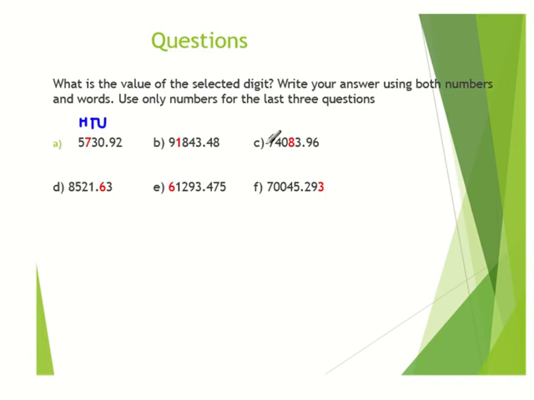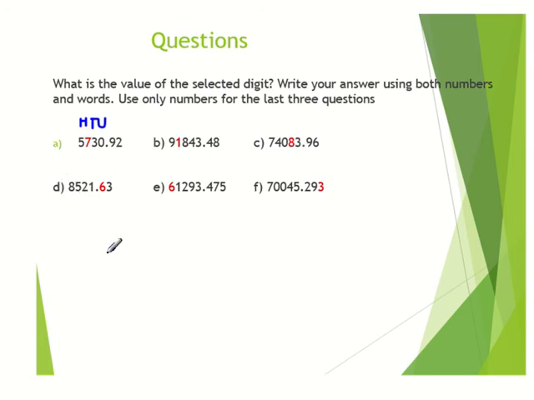The number highlighted in red is an 8, and this is actually closer to the decimal point. So we've got the decimal point, we've got the ones column, and then the tens column. So the value of this 8 is 80.